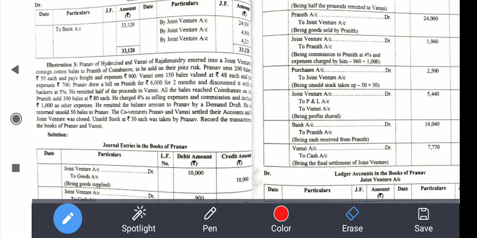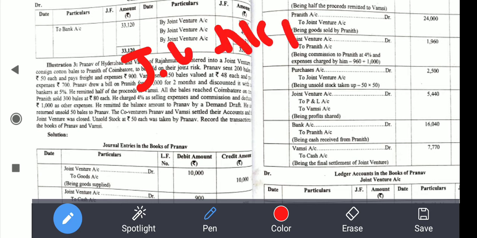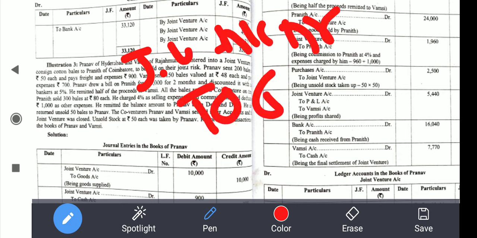Here Pranav sent 200 bales. What is the journal entry if goods are contributed by a co-venturer? Generally it is co-venture account debit to goods account, but in the books of Pranav we don't write the name Pranav. So you just write joint venture account debit to goods account, being goods supplied.